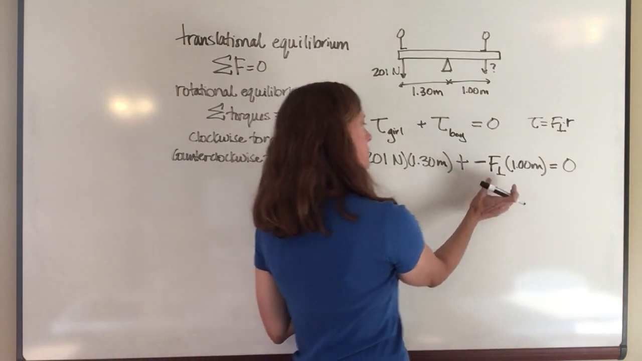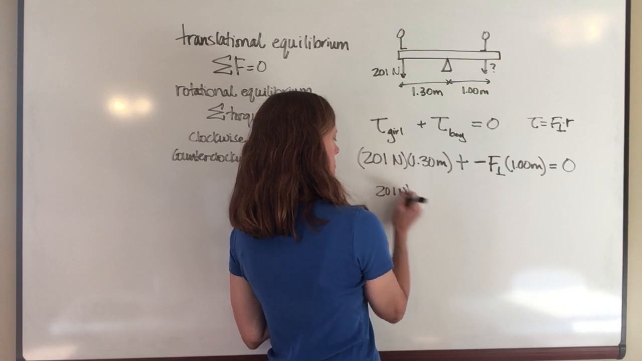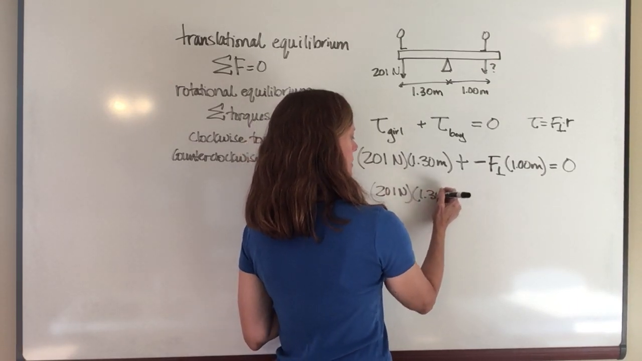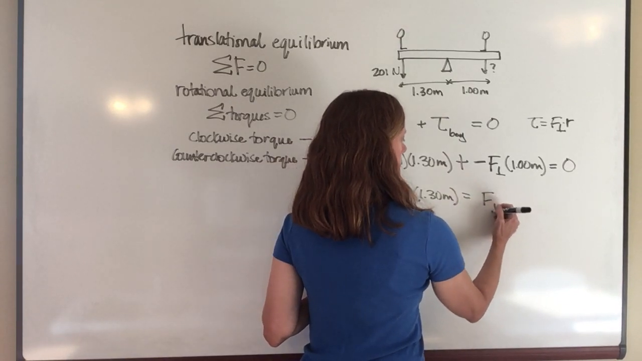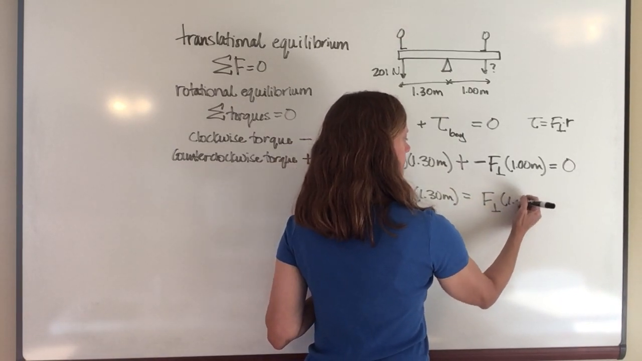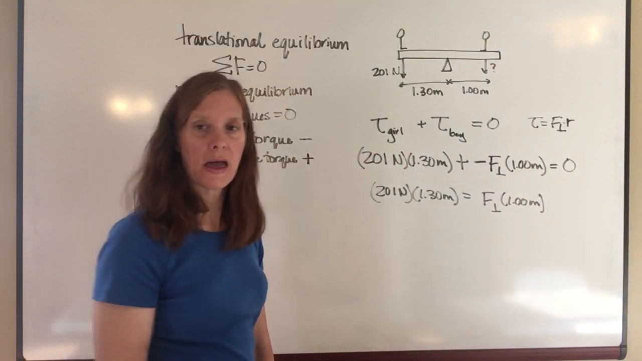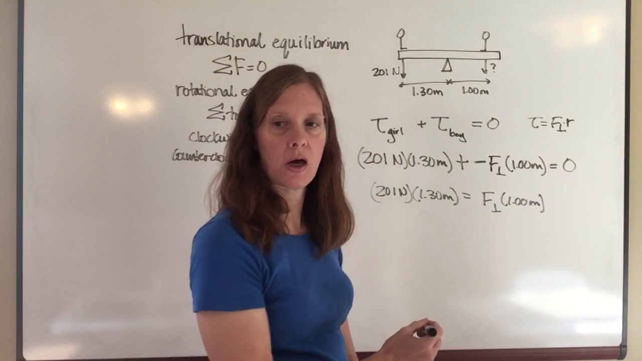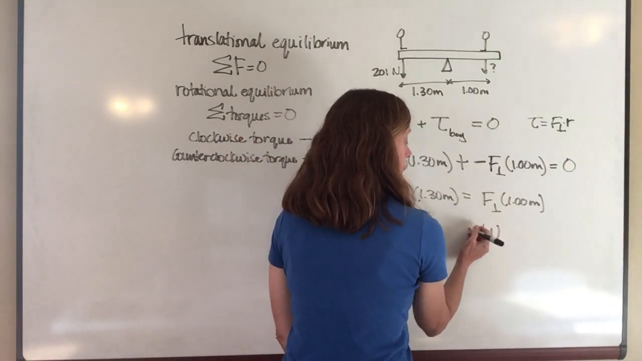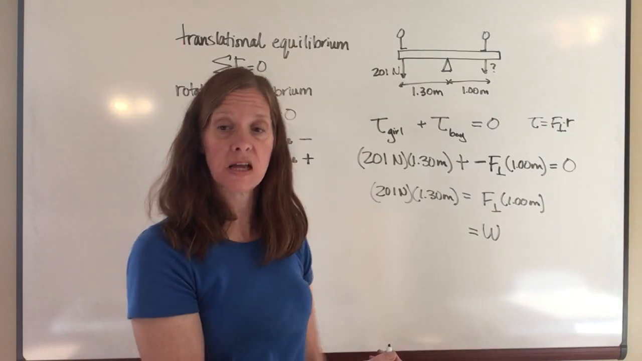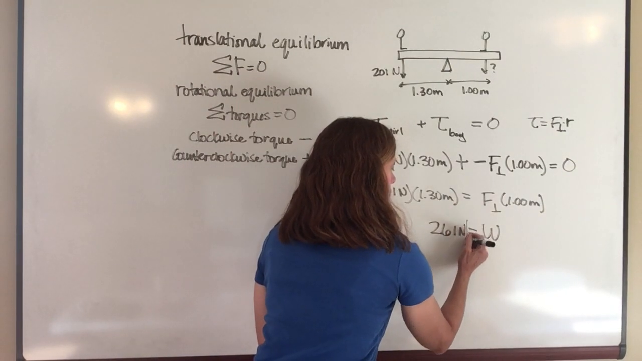So then if I move this to the other side, I'm going to have 201 newtons times 1.30 meters equals basically the weight of the boy times 1 meter. And then when you solve all that, you end up with his weight. I wrote perpendicular force. I also could have written weight because in this case they're the same thing. His weight comes out to be 261 newtons.